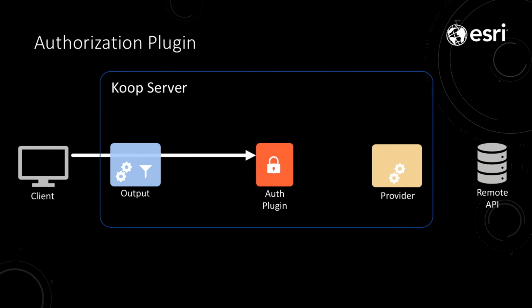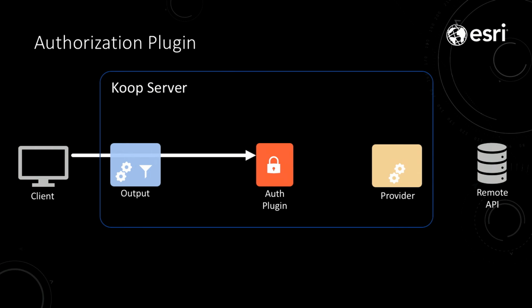You don't have to necessarily do authorization a certain way. The Authorization Plugin just has a spec that you have to conform to, some certain functions that have to be there in your Authorization Plugin. So let's say that you want to just do simple token validation. You can do that. You just have to wrap it in the functions that the Koop server expects the auth plugin to have.